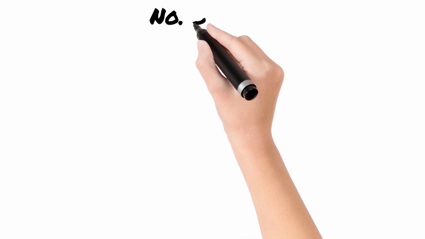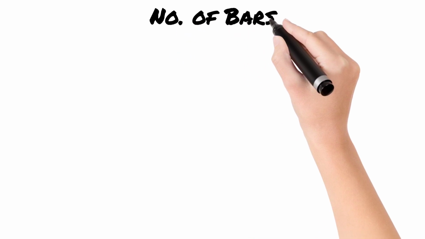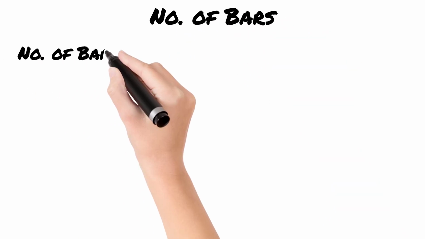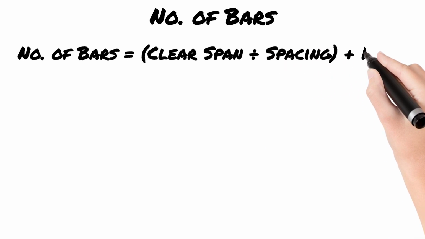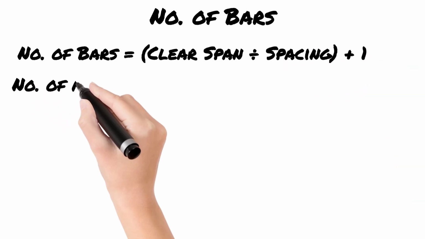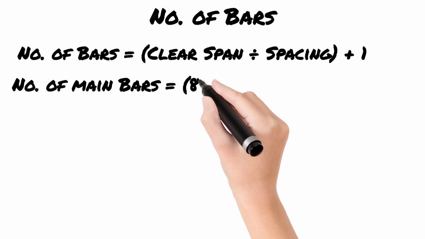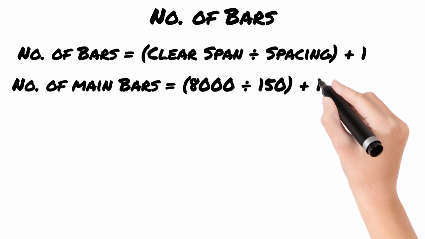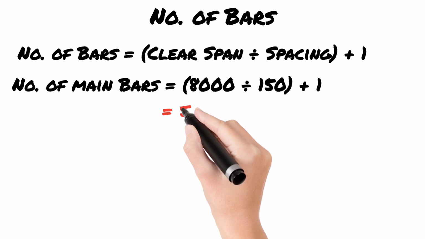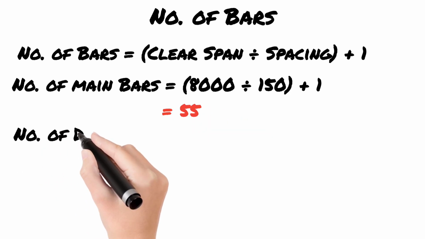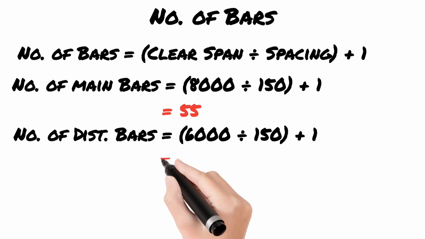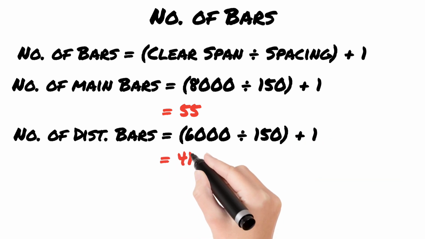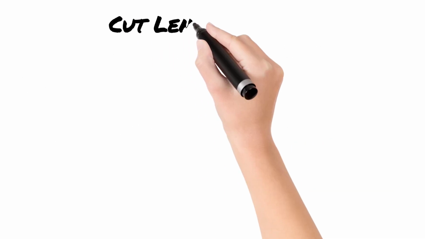Now let's first find the number of main bars and distribution bars. The formula for number of bars is clear span divided by given spacing plus 1. The number of main bars is equal to 8000 millimeters divided by 150 millimeters plus 1 equals 54.33, say 55 bars. And the number of distribution bars is equal to 6000 divided by 150 millimeters plus 1 equals 41 bars.